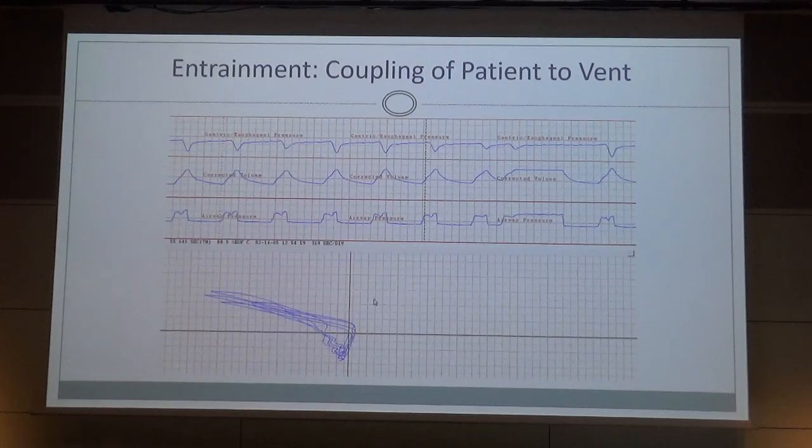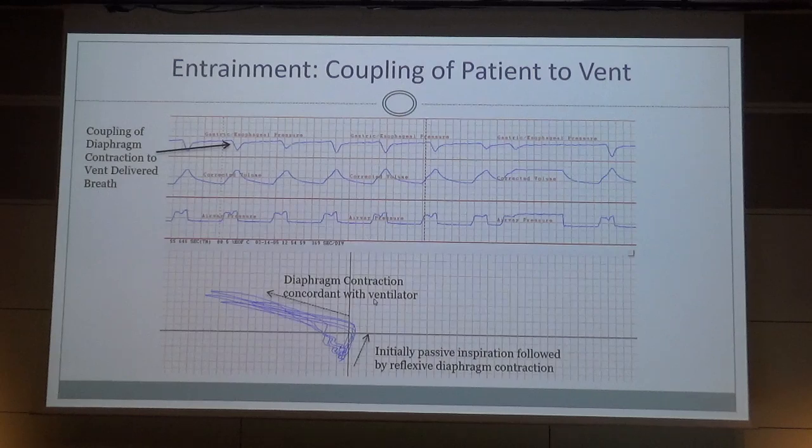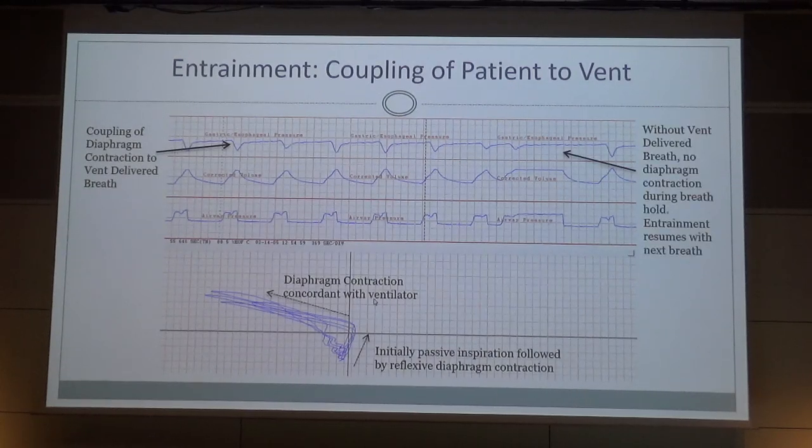And this is essentially, let's walk you through it. The patient has the initial passive inspiratory phase along the passive chest wall curve. They then have a diaphragmatic contraction, which is concordant in this case with the ventilator-delivered breath. You can see here that the diaphragm contraction has been coupled to the vent-delivered breath. And here's a nice example that without a vent-delivered breath, no diaphragm contraction actually occurs at this point. Then the entrainment resumes on the next breath again right here as well.